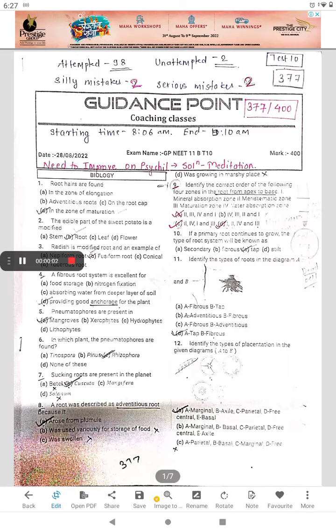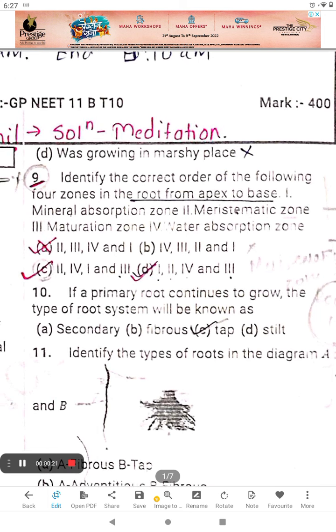Hello everyone, let's record the mistakes of test 10, which was conducted on morphology of flowering plants, of total 400 marks. The first mistake that I made was in the ninth question. It said: identify the correct order of the following four zones in the root from apex to base. They have given one as mineral absorption zone, second as meristematic zone, third as maturation zone, fourth as water absorption zone, right?